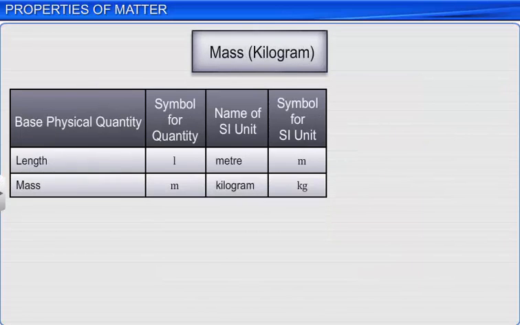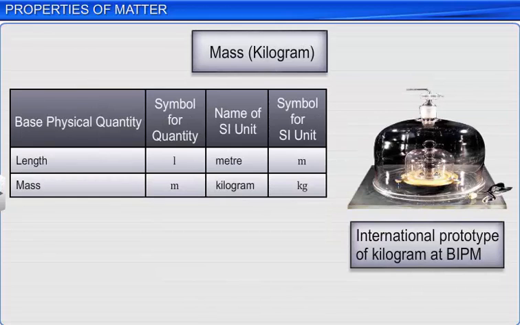The SI base unit of mass is kilogram, which is equal to 2.2 pounds. As per the SI unit, kilogram is the mass of a specific cylinder of platinum iridium alloy kept at the International Bureau of Weights and Measures in France. Thus, it can be defined as the mass of the international prototype of the kilogram.